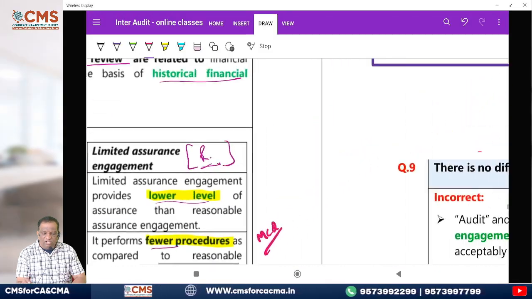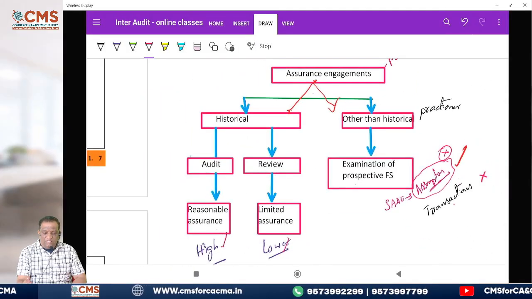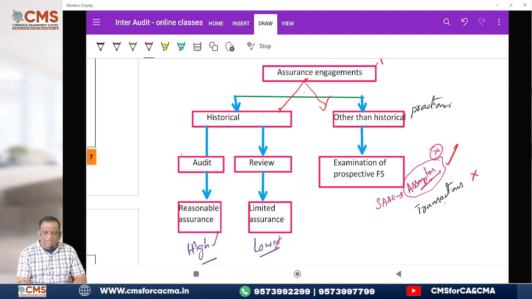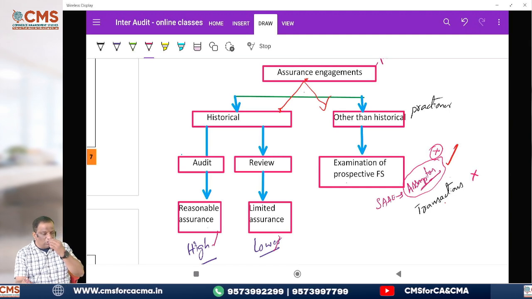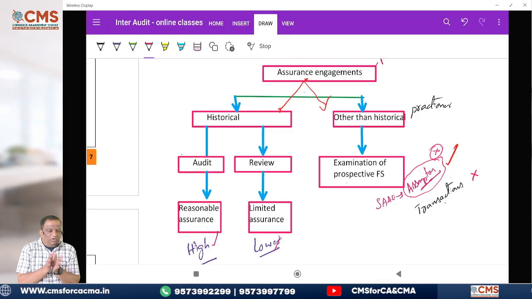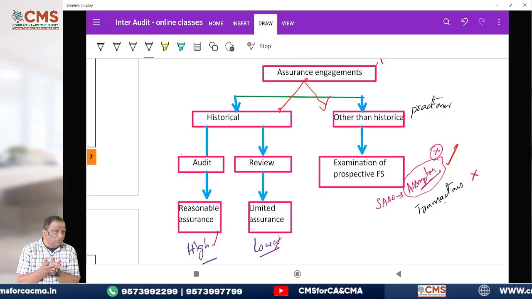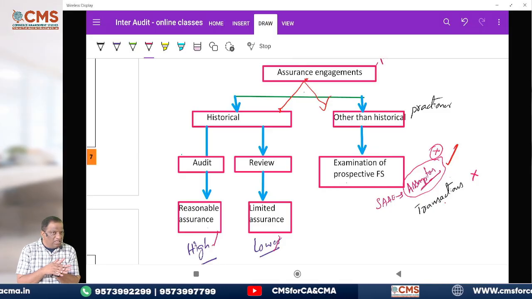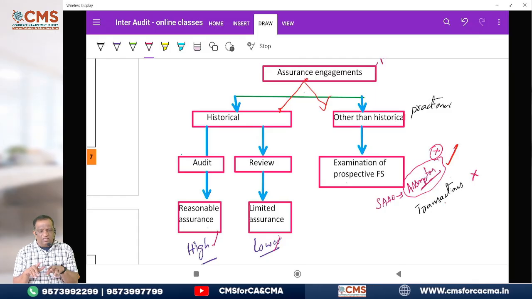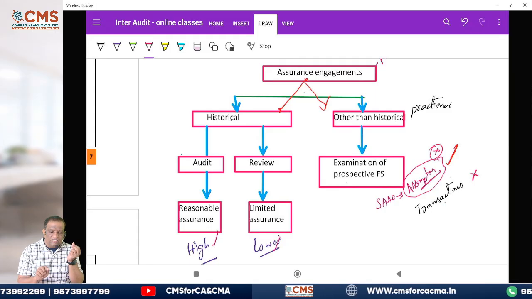Then, one last chart you need to be good with here. If you are good with this, probably you are helping yourself to 2 marks in your MCQs or short answer questions. Now here, I'm not talking about types of assurance. I'm talking about assurance engagements, which are of 2 types. One is historical and the other is other than historical. Other than historical is nothing but projected. And historical is of 2 types, audit and review.